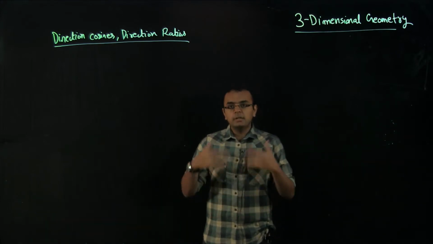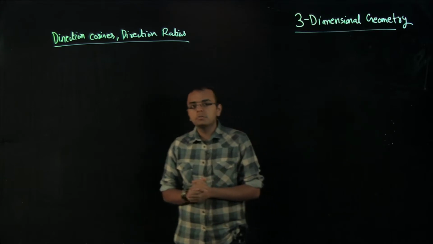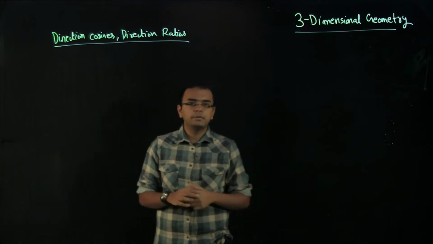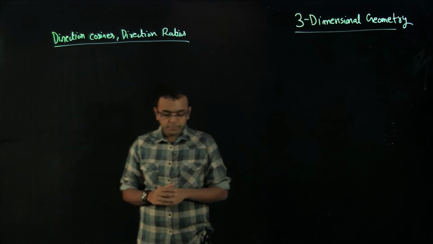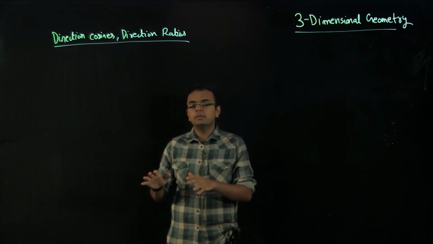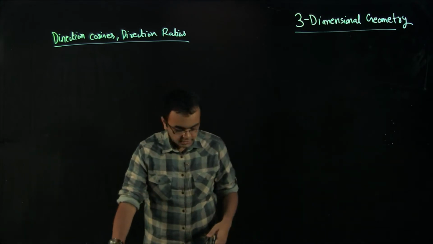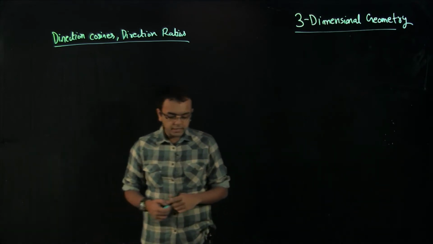Okay, so let me start by defining direction cosines and direction ratios. You will be using these terms quite often while dealing with chapters of three-dimensional geometry, or 3D in short. So this actually again kicks off directly from vectors. In vectors, we learned something called a unit vector, free vector, and things like that.